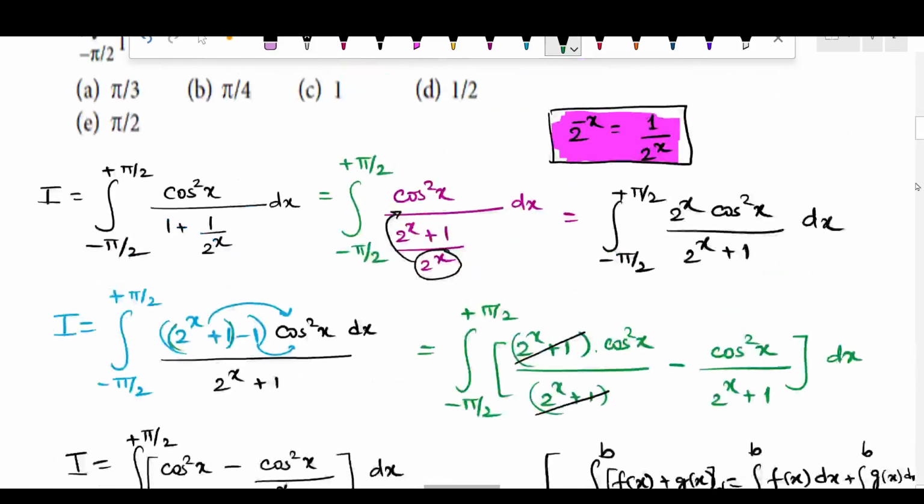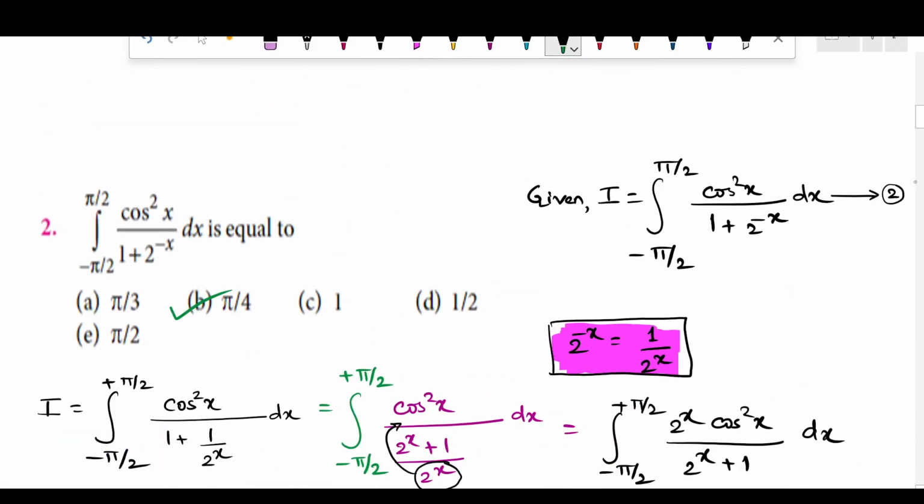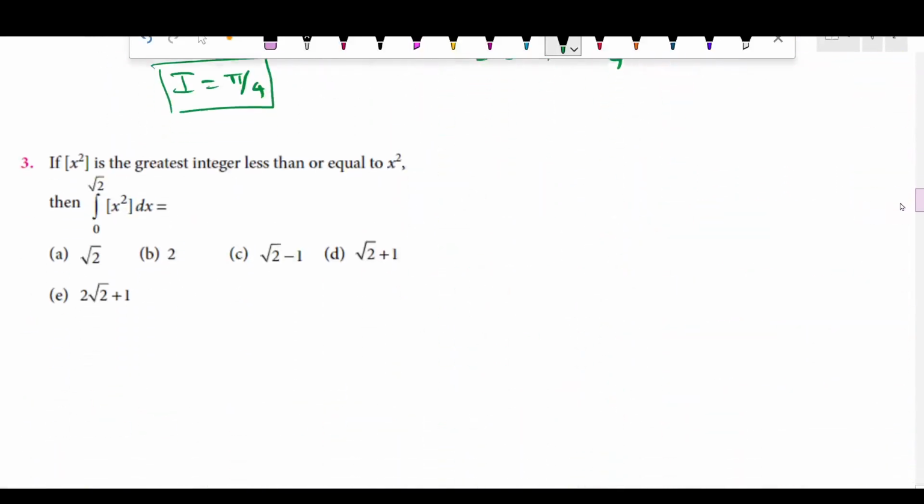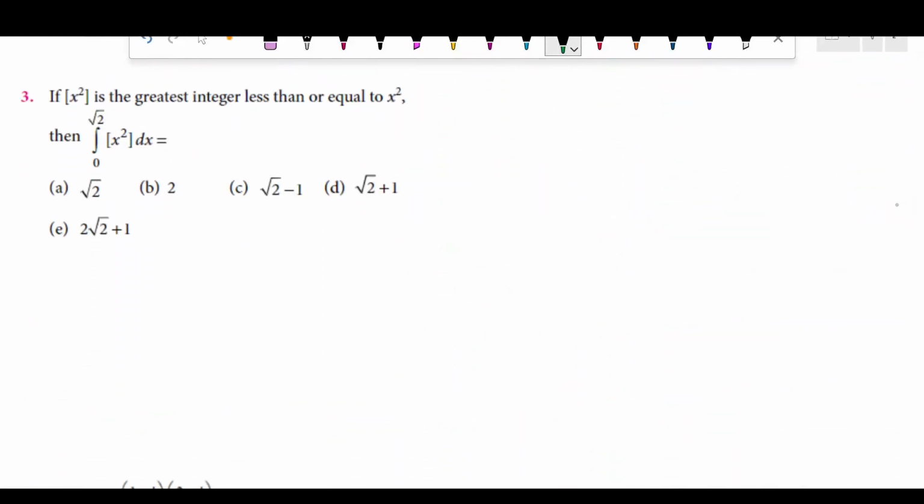Let us check the option for it. This will be option number B. I hope this is clear to all of you. Let's move on to the next question, number 3.